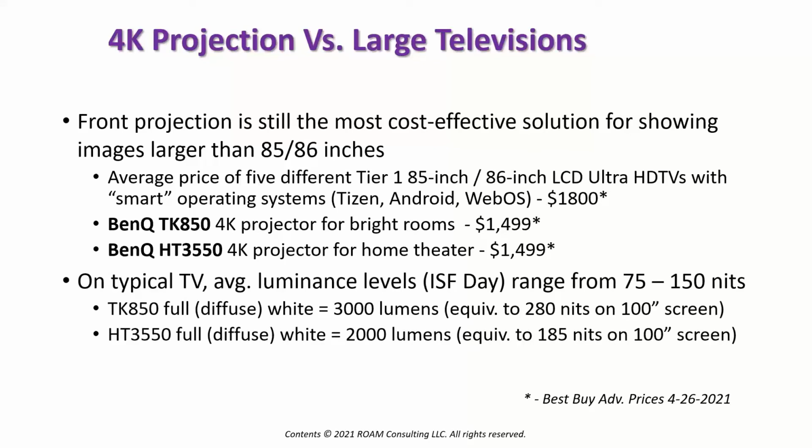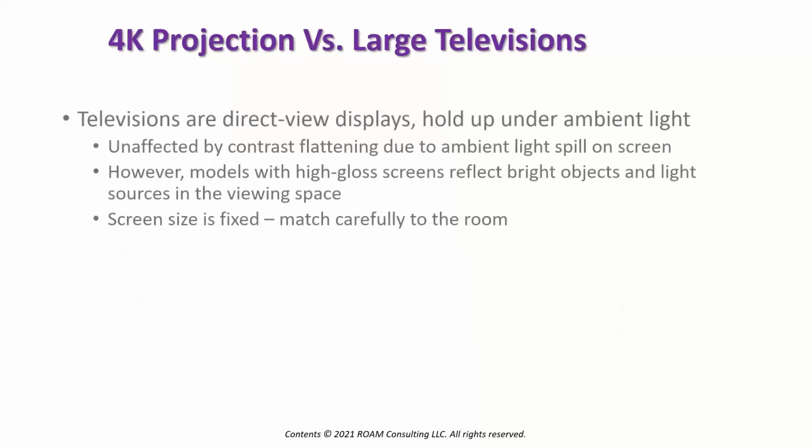On a typical TV, let's do an apples-to-apples comparison. Luminance levels for a TV calibrated for ISF day, like my LG 55-inch OLED, bright luminance levels range from 75 to 150 nits. That's with diffuse white. Well, full diffuse white on the 850 is 3,000 lumens. That would be equivalent to 280 nits on a 100-inch screen. And the HT3550 full diffuse white is 2,000 lumens. That'd be equivalent to 185 nits on a 100-inch screen. So we're in the ballpark. We're actually above the ballpark. So we're not giving up anything in terms of brightness for average viewing.